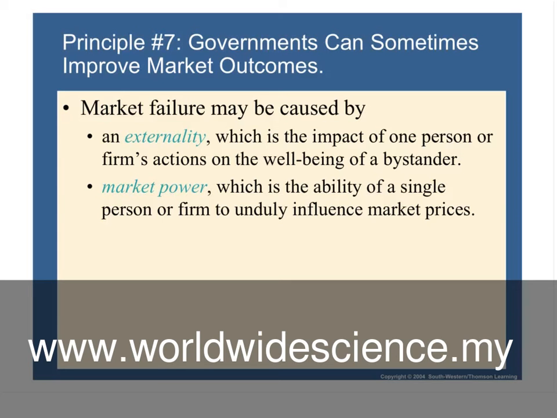It could be an externality. So one person or firm's actions affect the well-being of a bystander. So it's not a direct relationship. Somebody will impact somebody else that they are not necessarily in direct interaction with. Or market power, which is the ability of a single person or firm to influence the prices.